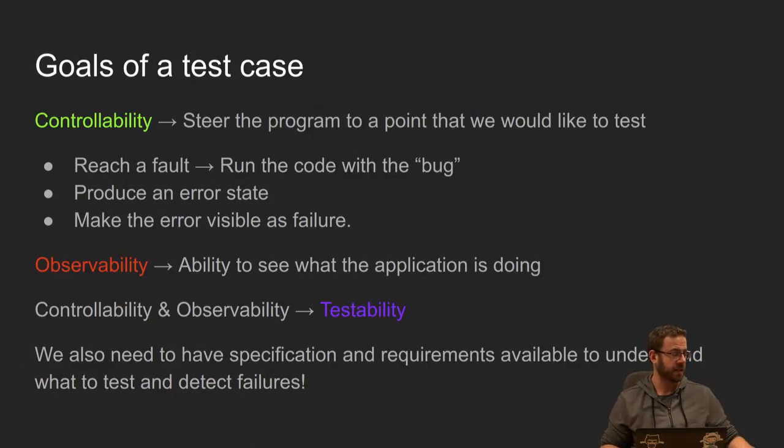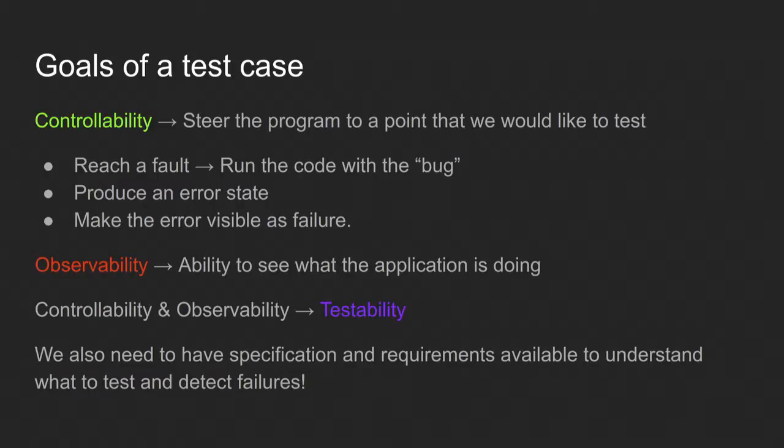So a test case has a few goals. First is controllability. Controllability is that we need to steer the program to a point that we would like to test. We need to make sure that add is called, if that is the method we want to test. So it must reach the fault. We need to run the code with a bug. It should produce the error state and also make the error visible as a failure.